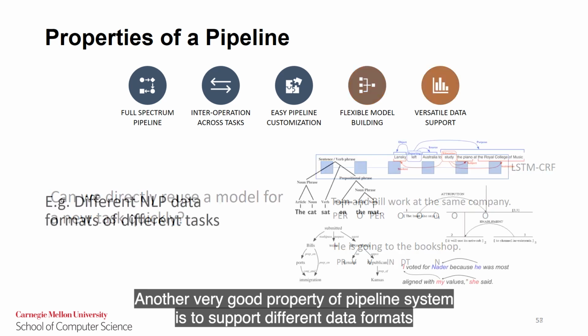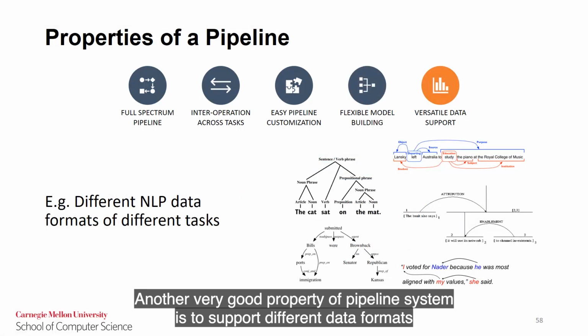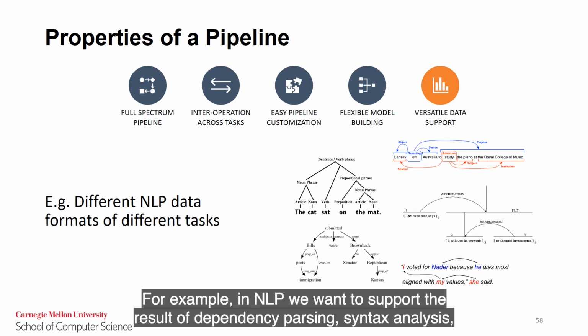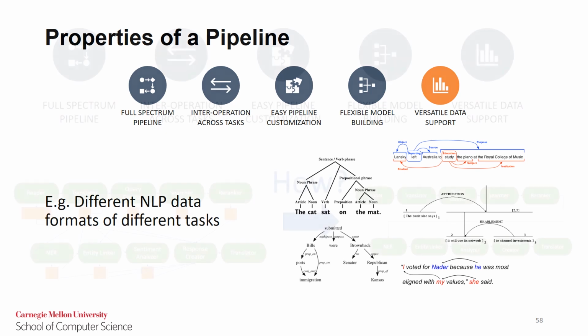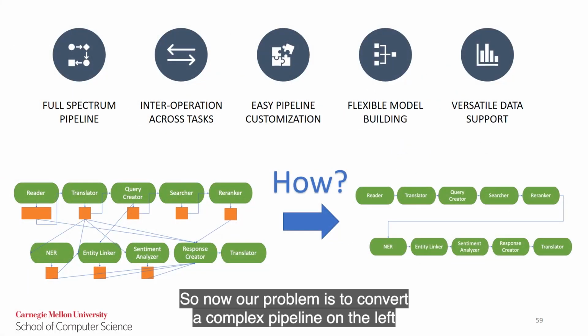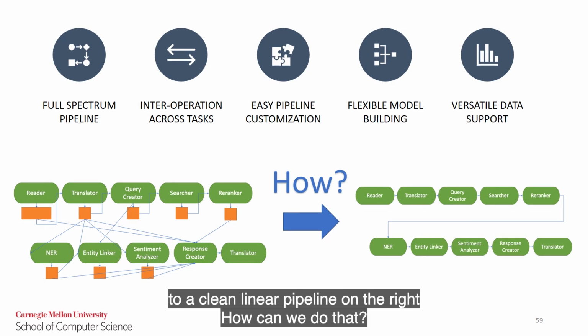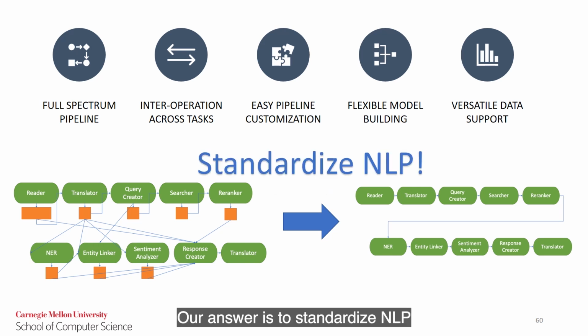Another very good property of a pipeline system is to support different data formats. For example, in NLP, we want to support the result of dependency parsing, syntax analysis, or morphology analysis. So now our problem is to convert a complex pipeline on the left to a clean linear pipeline on the right. How can we do that? Our answer is to standardize NLP.